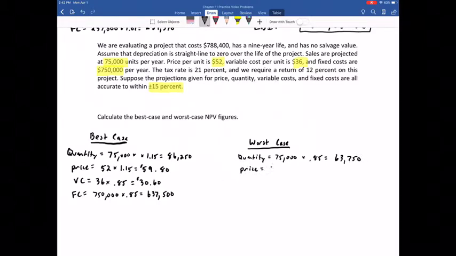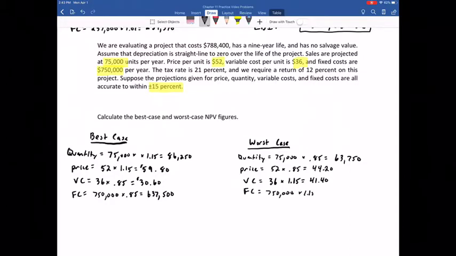Price would be the initial $52, but worst case scenario, it would be a 15% reduction, so my price would be $44.20. Variable cost, worst case scenario, would be the highest amount, so 36 was my base case, multiply that by 1.15, a 15% increase, so $41.40 would be my variable cost underneath this worst case scenario. And then fixed costs underneath the worst case scenario would take the base case of $750,000 and a 15% increase, so multiplying that by 1.15 would give me a worst case scenario for fixed costs of $862,500. I saw I had a little typo over there.